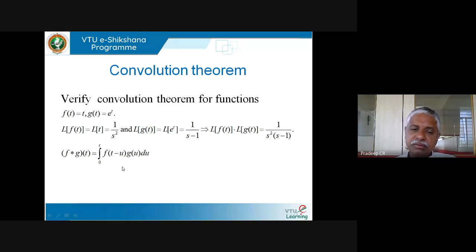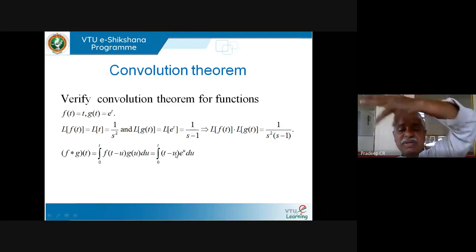So let us substitute the values then. I know f of t is t and g of t is e power t. So f of t minus u is t minus u and g of u is e power u. So what am I integrating? I'm integrating with respect to u the function t minus u into e power u. Now you break it up into two integrals, t e power u minus u e power u.